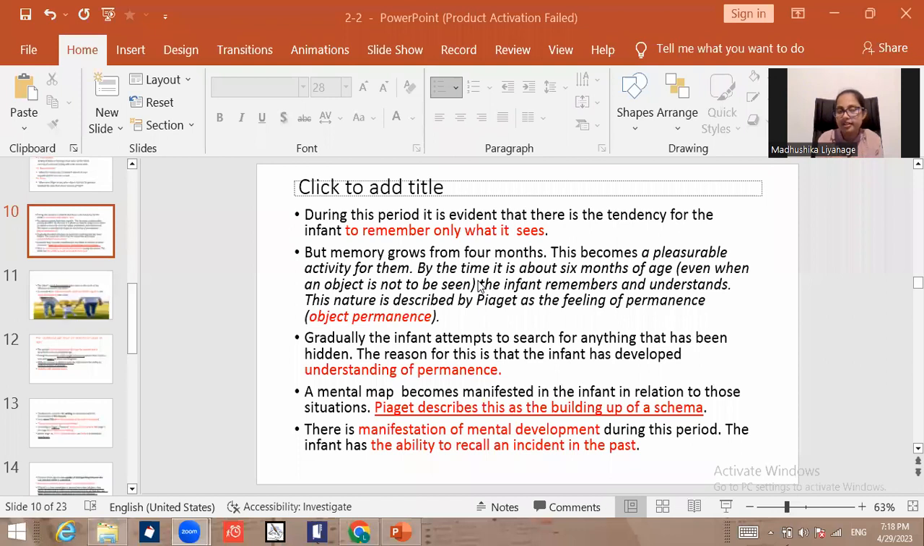Jean Piaget, right? You may have heard about him. Jean Piaget named this feeling object permanence. Object permanence. The name matches a bit, doesn't it?